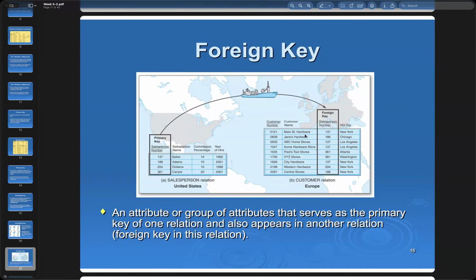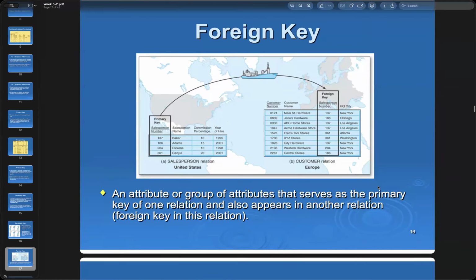So here, because you have your own primary key, you should remember: I have my own primary key, but if I contain another table's primary key, then I will call it a foreign key. So is it better to remember?